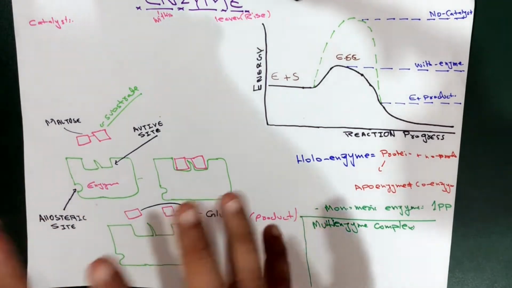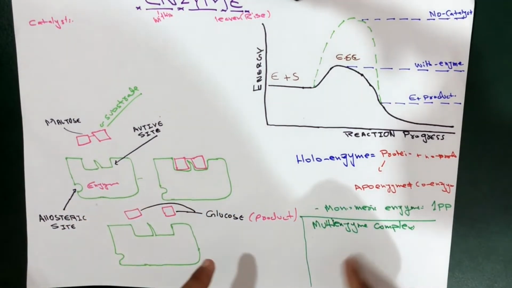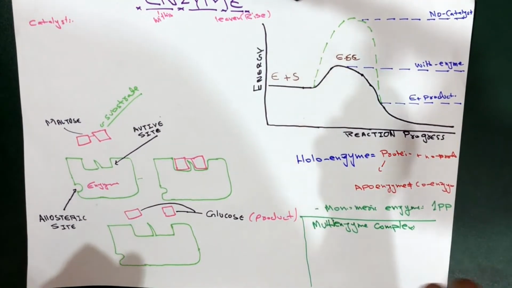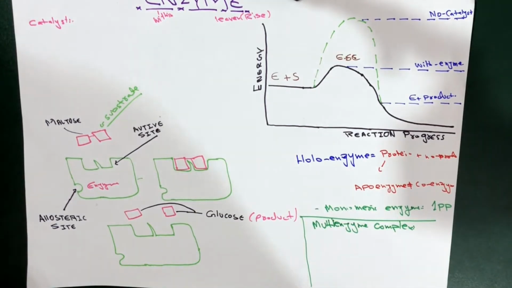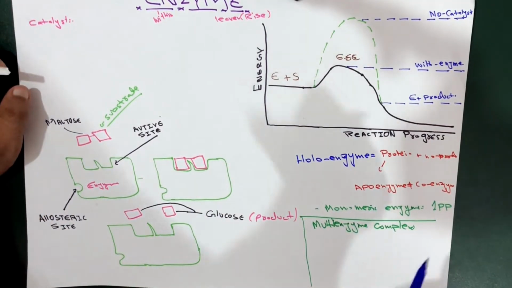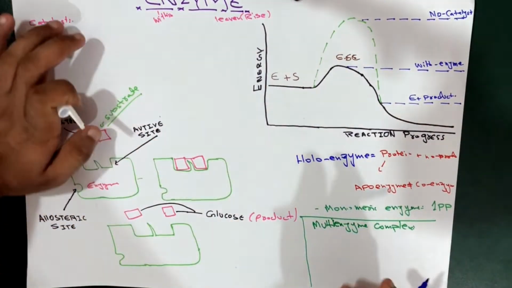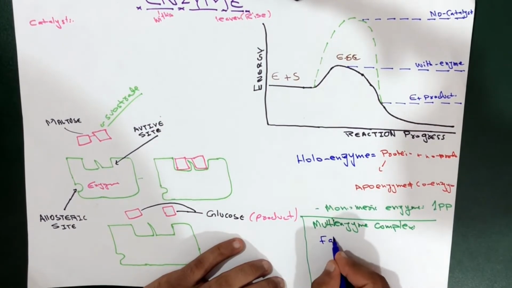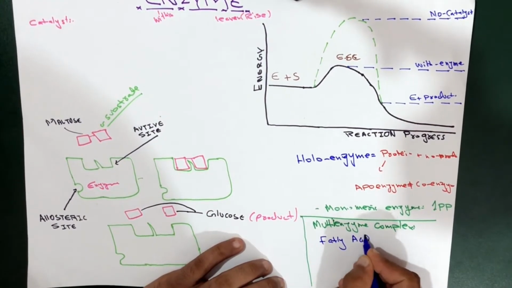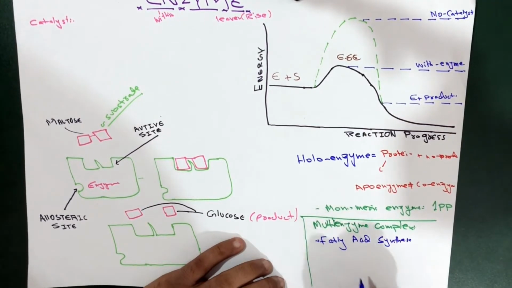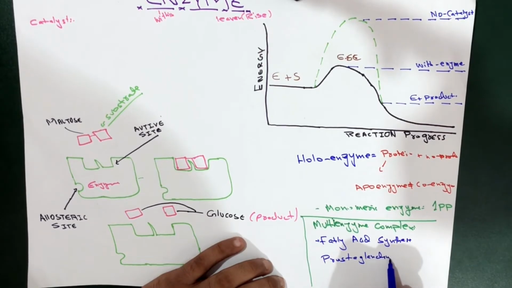If you break the multi-enzyme complex, the enzymes become completely inactive when you tear them apart. Only when all the enzymes come together is the multi-enzyme complex going to work. If you break them up, they're not going to work. We have some examples: fatty acid synthase and prostaglandin synthase.